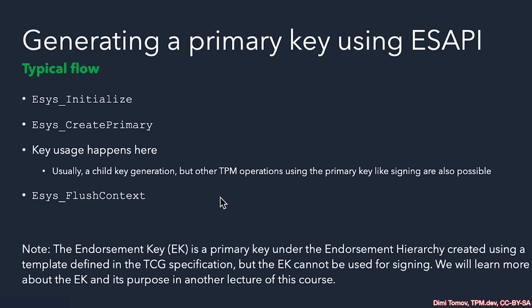But of course, if you create your own primary key under the endorsement hierarchy and you don't follow the TCG specification, there's nothing preventing you from having that key also used for signing. It will just not be compliant. That's all. We'll learn more about the EK when we get to machine identity, to the endorsement hierarchy. I just wanted to mention this because it is an important note to know about primary keys, and we covered it briefly in TC 1101. I think it's important to mention here as well, so we keep note of it.